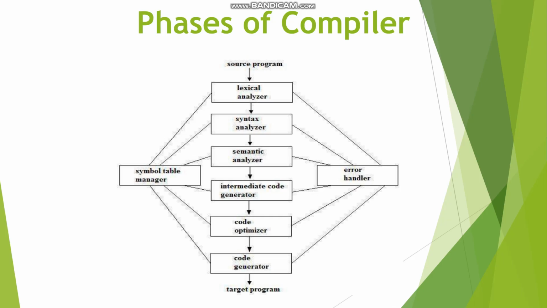And we can say that each phase of the compiler plays a very important role in translating the code. So hope all of you understood the different phases of the compiler which I have explained.